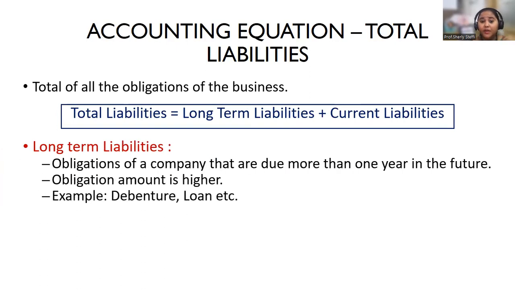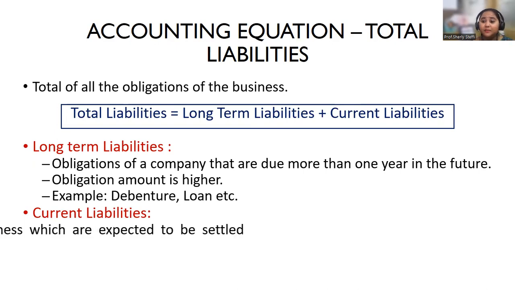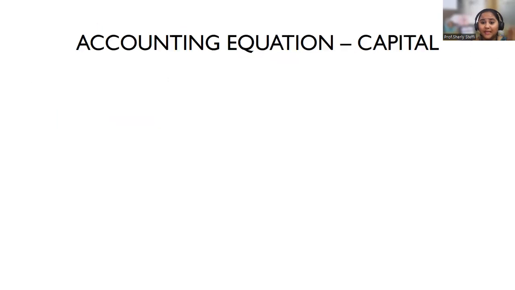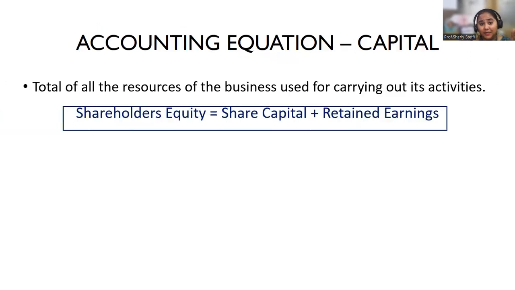Total of all the obligations of a business. Now we just spoke about assets. Now we're talking about liabilities. Total liabilities is equal to the long-term liabilities plus the current liabilities. Examples of long-term liabilities: debentures, loans. Current liabilities: bank overdraft, short-term loan, and so on. So we just looked into the accounting equation of total assets and total liabilities.